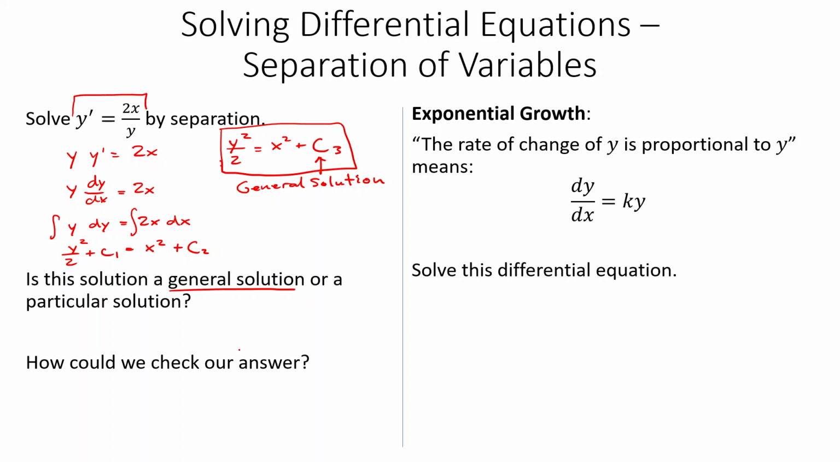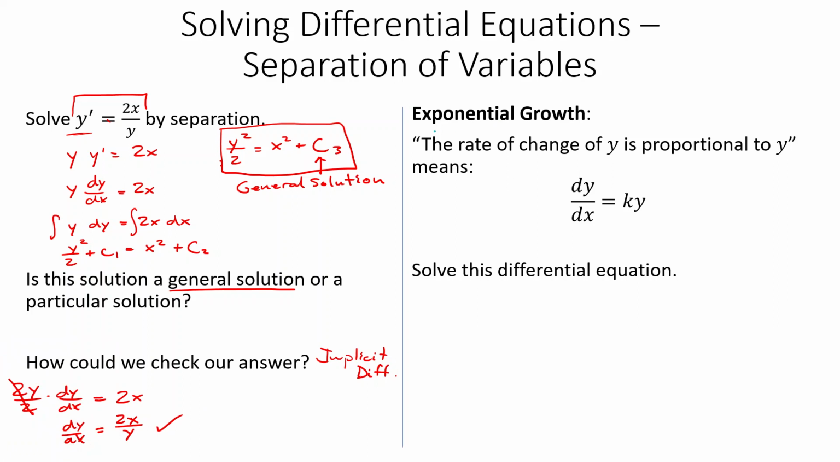Can we check our answer? Well, we could take the derivative of this implicitly and then try to solve for dy/dx. With implicit differentiation, we'd get 2y over 2 times dy/dx, or y prime, equals, we take the derivative of x squared, we get 2x. Take the derivative of c, we get 0. The 2's cancel out here, and we can just divide by y, and we get dy/dx equals 2x over y, which is what we started with. So yep, that checks out. We can check our answer by implicit differentiation.